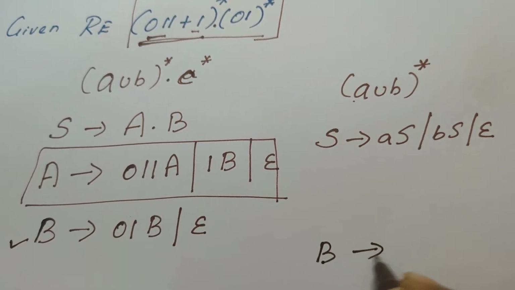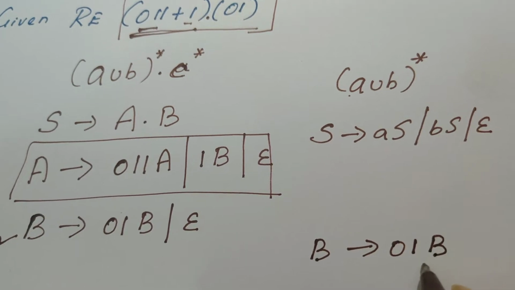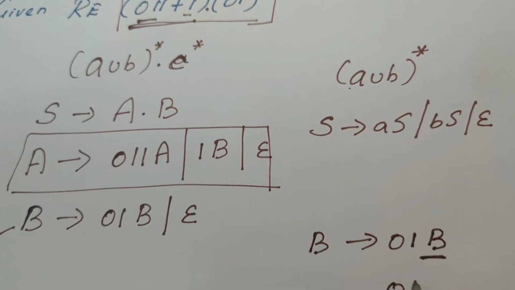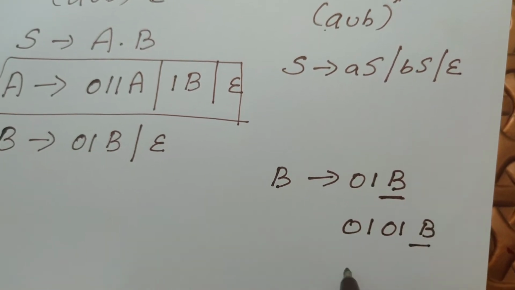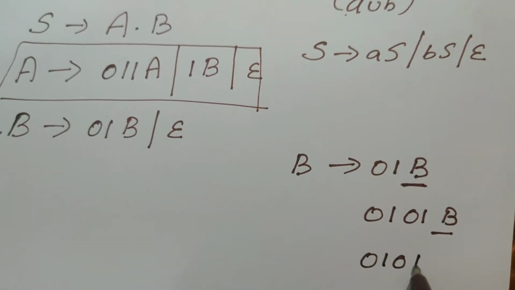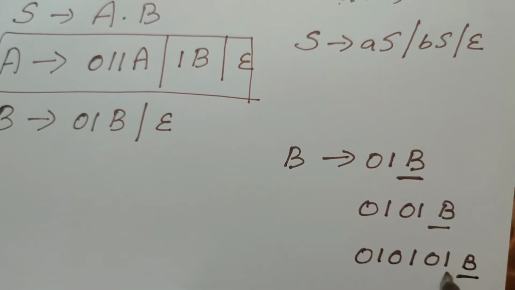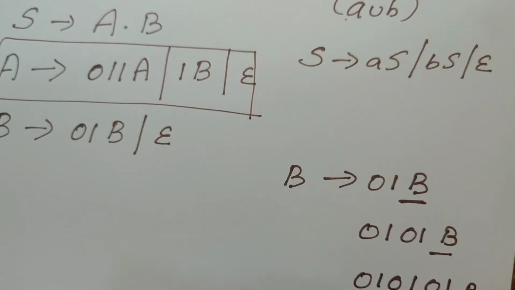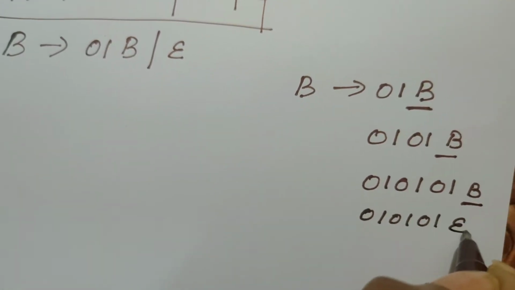In place of B, I can replace it by 0, 1, B. Again, in place of B, I can replace it by 0, 1, B. Likewise, I can do this any number of times: 0, 1, 0, 1, 0, 1, B. At one point, I should terminate the growth of my string. To do that, I am replacing this B by epsilon.